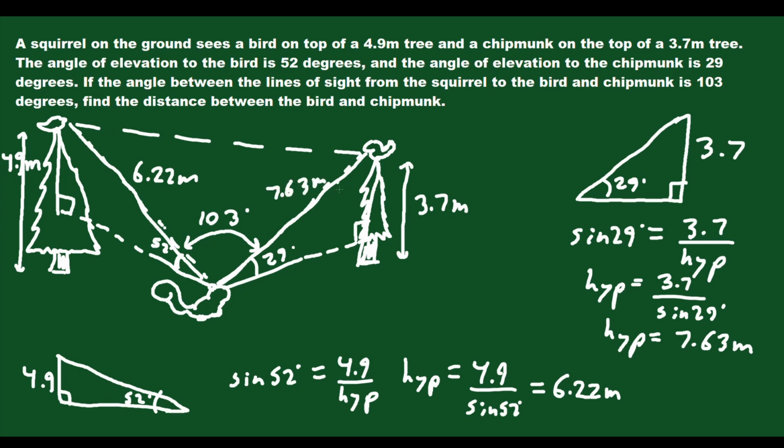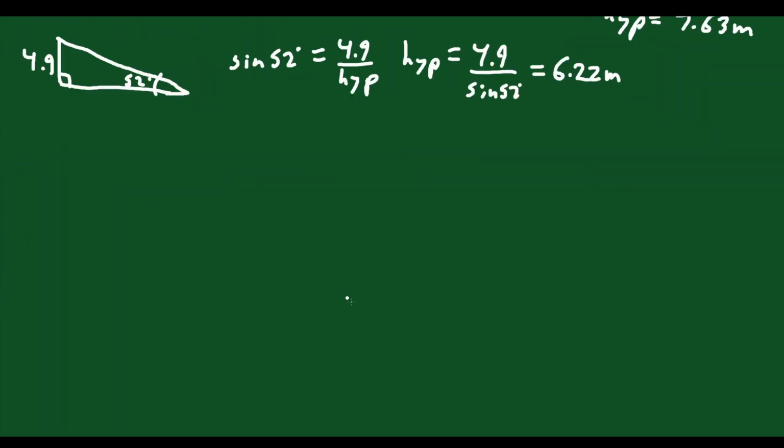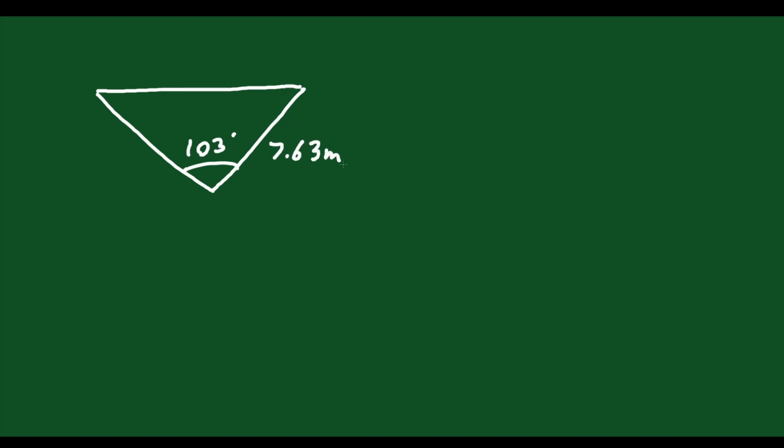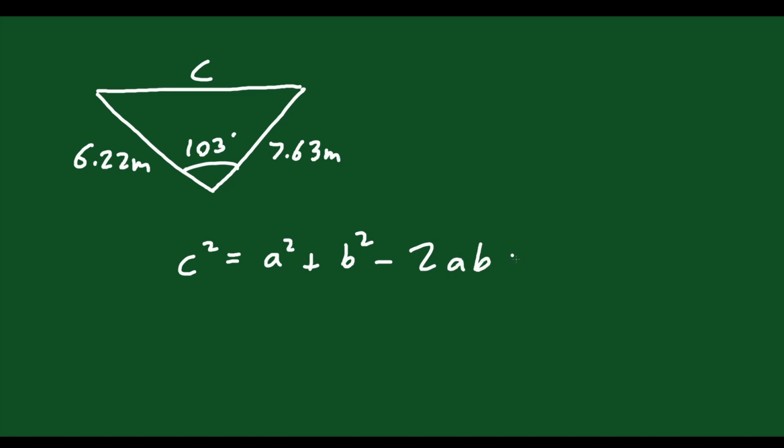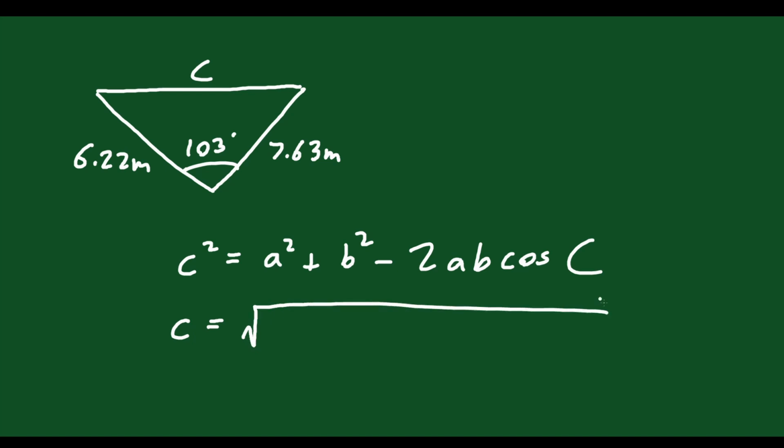Meaning for this new big triangle, I have a side, an angle, and a side. So yes, of course, this means we are going to be using cosine law, right? Because it's just a big triangle like this, where this is 103 degrees. This length here is 7.63 meters, and this length over here is 6.22 meters. How do I find the side? I'll call that side C. It's c squared equals a squared plus b squared minus 2ab cos c, right? That's cosine law. So c equals square root of all this.